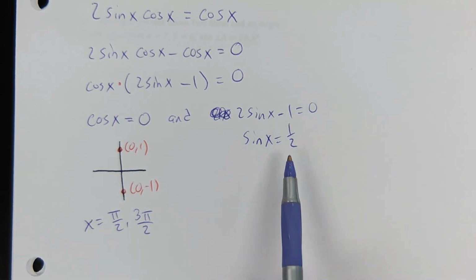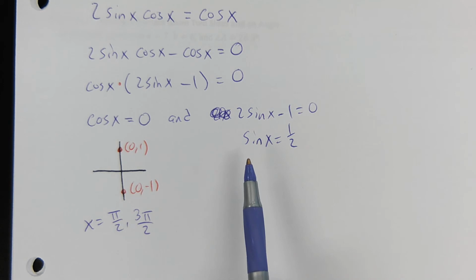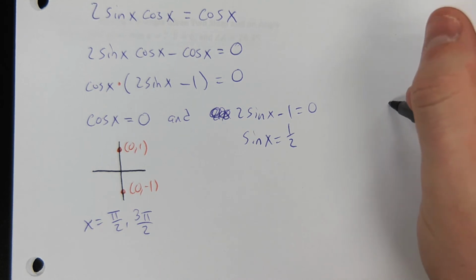And sine is positive in 2 quadrants. Which 2? You guys are allowed to talk to me. 1 and 2. I don't know why people won't talk to me.